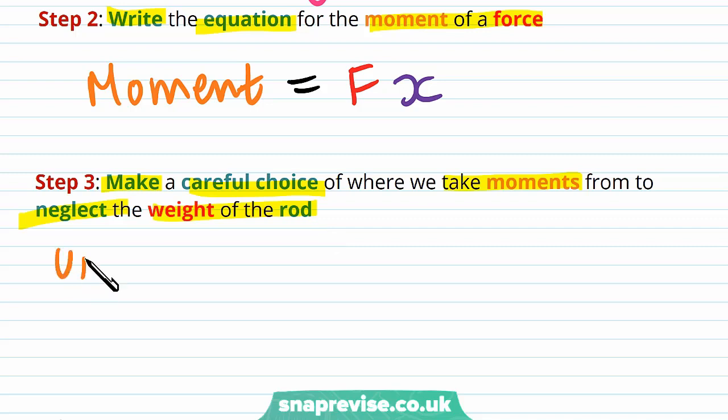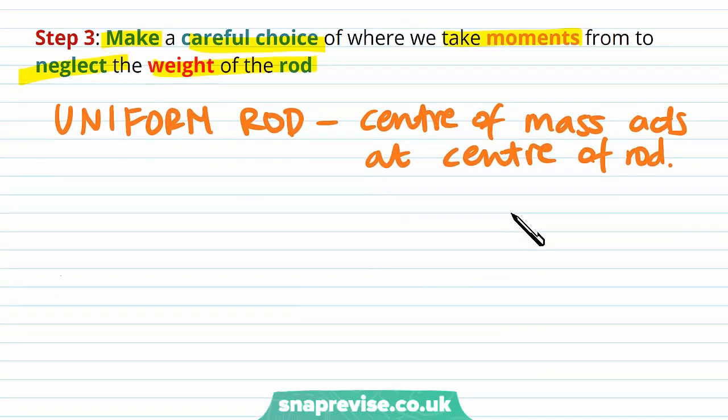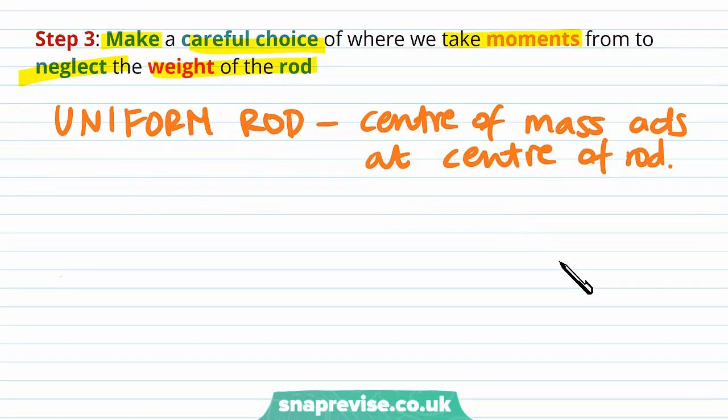So we know that we have a uniform rod. So this means that the centre of mass is at the centre of the rod. So we're going to take moments about the centre of the rod in order to neglect the weight of the rod.